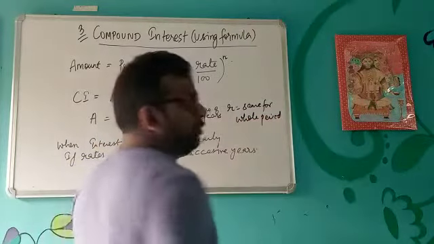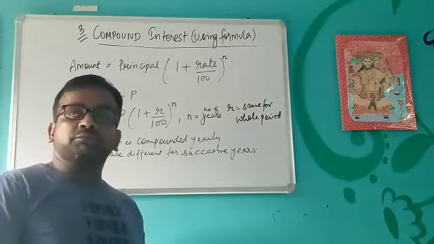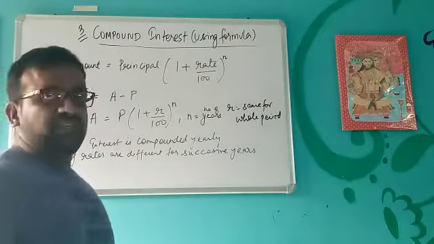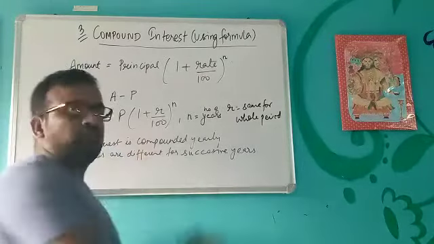For example, if you want to calculate compound interest for 3 years and the rate is given as 10% for all the 3 years, if it is 10%, then we can use this formula.